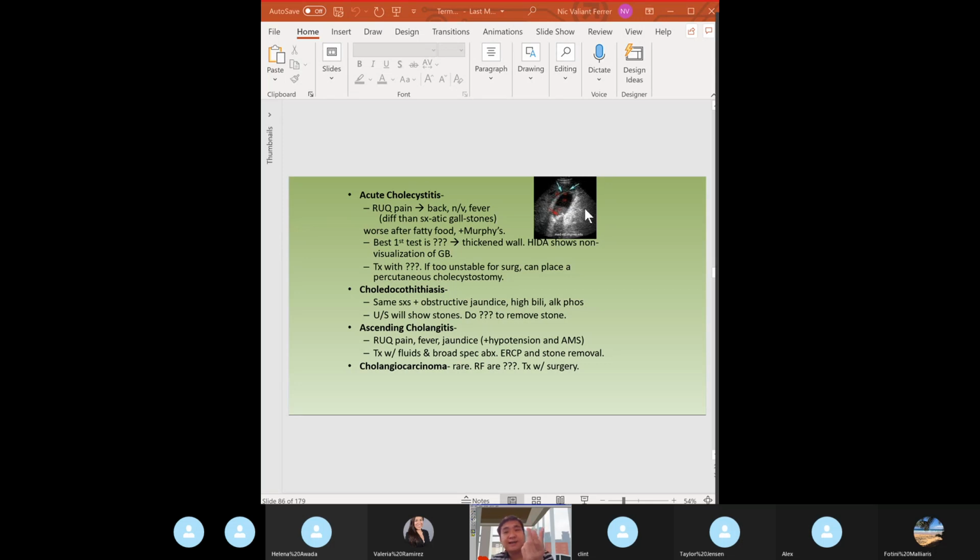So with cholecystitis, you have stones there, right? Then what happens? It can dislodge and go through the common bile duct. Then we have choledocholithiasis. Same signs and symptoms plus obstructive jaundice. You have high bili and alk phos. So what can we see? Ultrasound will show stones, right? Now here you can do cholecystectomy or ERCP.